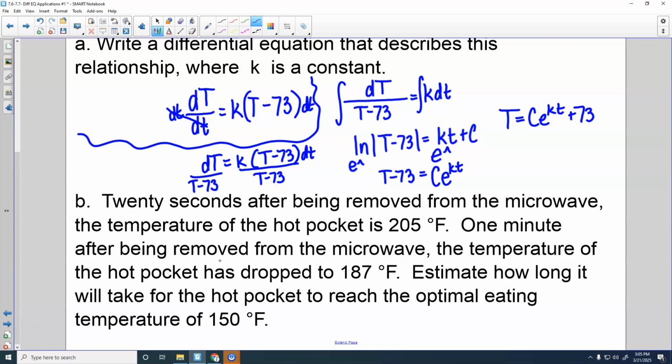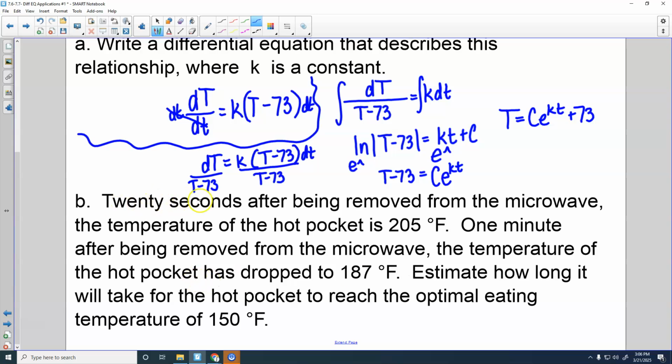So whenever we do our lab on Monday, it says 20 seconds after being removed from the microwave the temperature of the Hot Pocket is 205, and then at 1 minute it's 187. We're going to have to do this as well, because when you take something out of the microwave and you measure its temperature, it takes a little bit for the thermometer to read the temperature, right? It keeps going up until you get to a certain point.